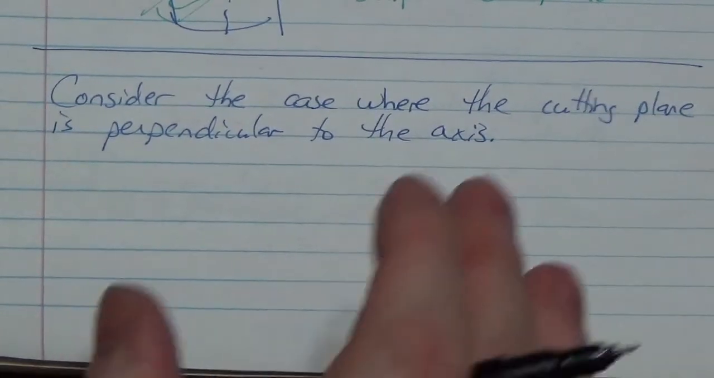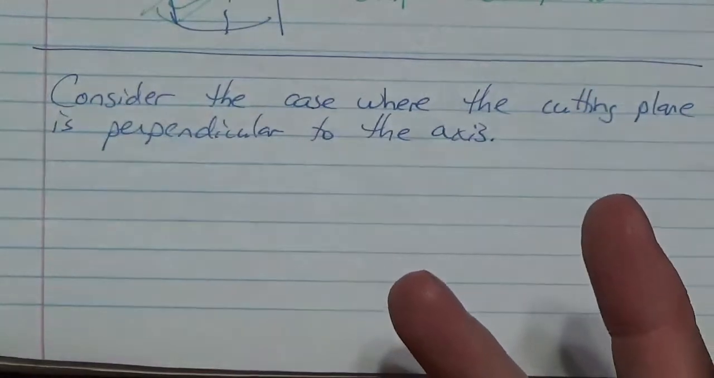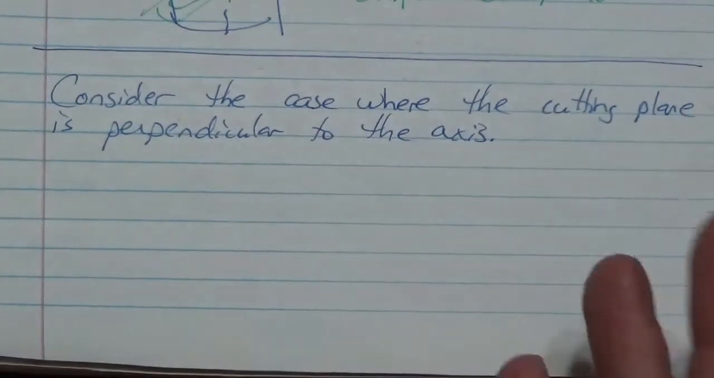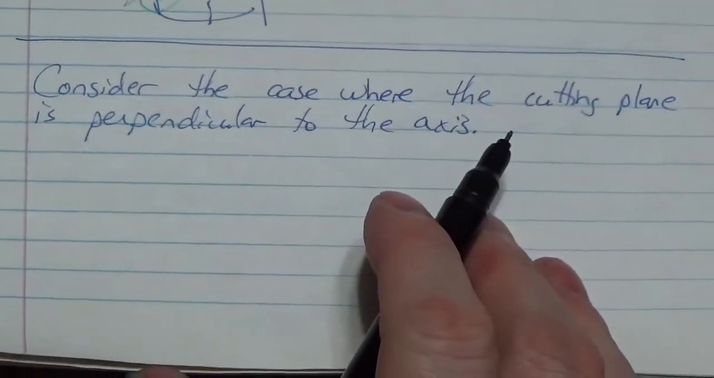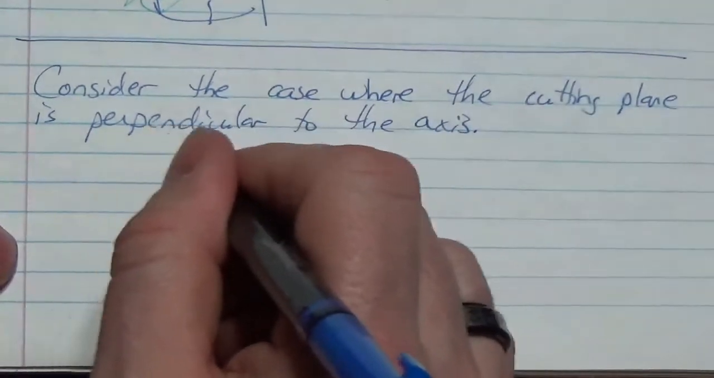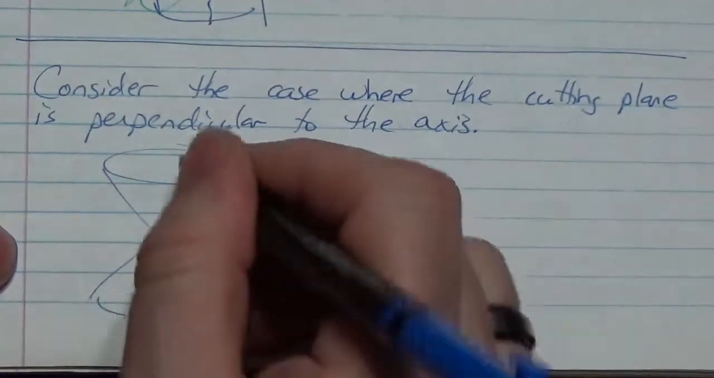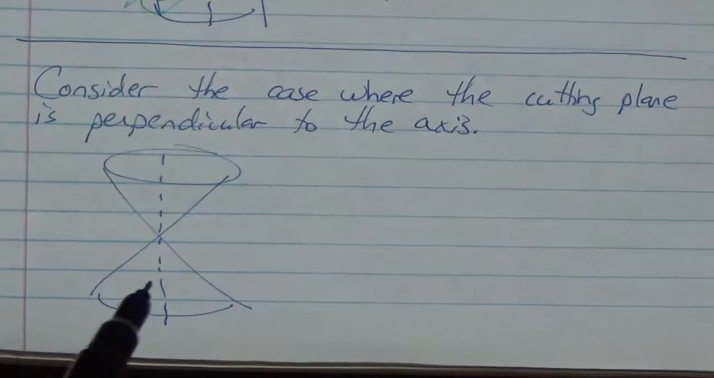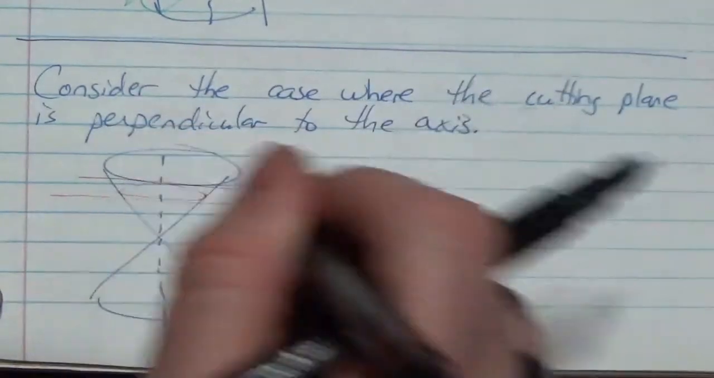Now what I want to do is take a quick look at something that's implied by the definitions. You don't typically think of it this way, but it is a possibility, and you do have to consider it here. So let's first of all consider the situation where the cutting plane is perpendicular to the axis of symmetry. So what I've got here is my double nappe cone. I've got my axis of symmetry, and I'm going to cut it straight across here, and that's going to produce a circle.